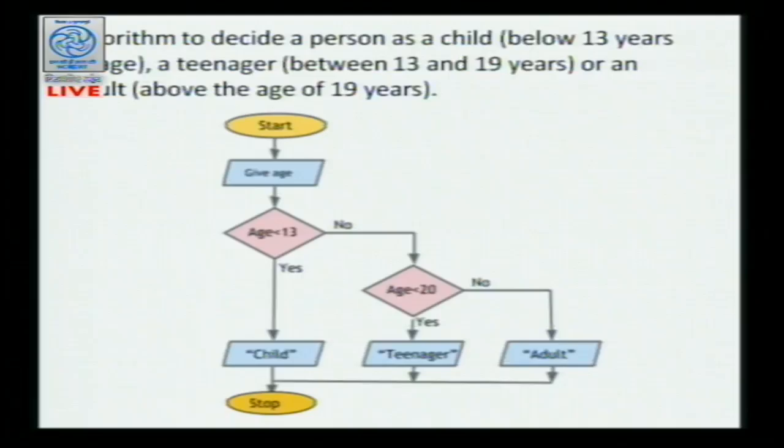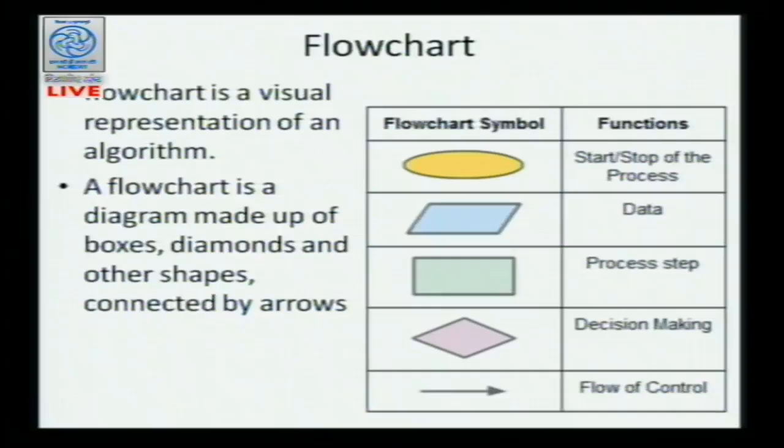A flowchart, as I showed you in the previous example of categorization, as you can see on my screen, is a visual representation which clearly explains the logic which goes in my mind while designing the solution, right? And we use certain standard symbols while developing a flowchart. As you can see on my screen, I have listed some of the symbols here.